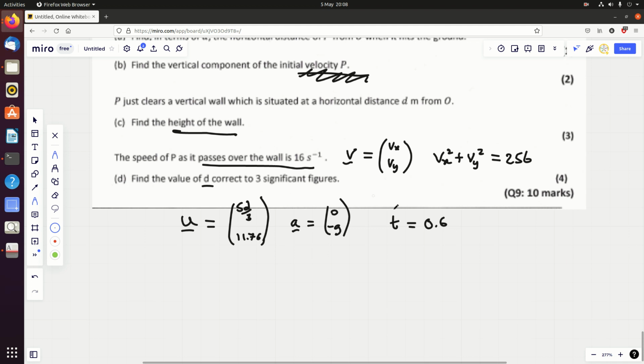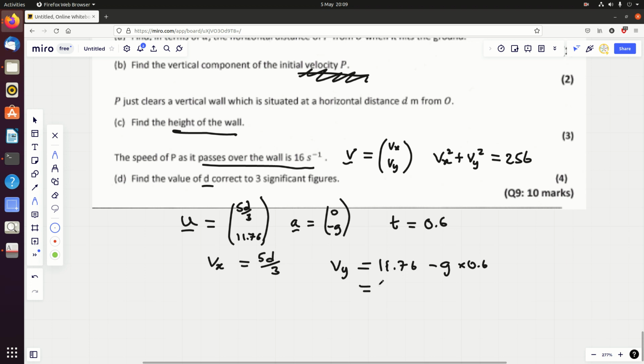We know the speed as it passes over the wall. We know the time that it passes over the wall. We've got something about the velocity because we've got the speed, and then we've got U, we've got A, we've got T. So it seems natural to use V equals U plus AT. So Vx is going to be 5D over 3, but Vy is going to be 11.76 plus AT, so minus G times 0.6, and that's going to give me Vy.